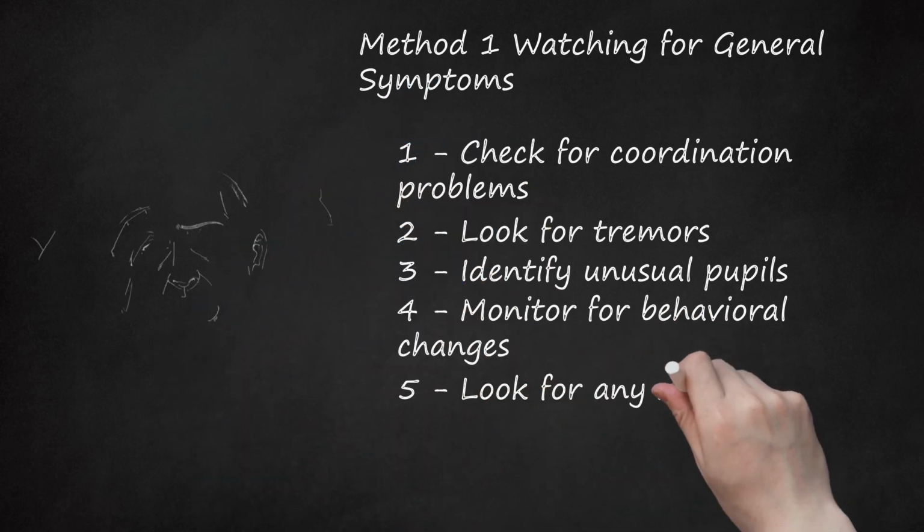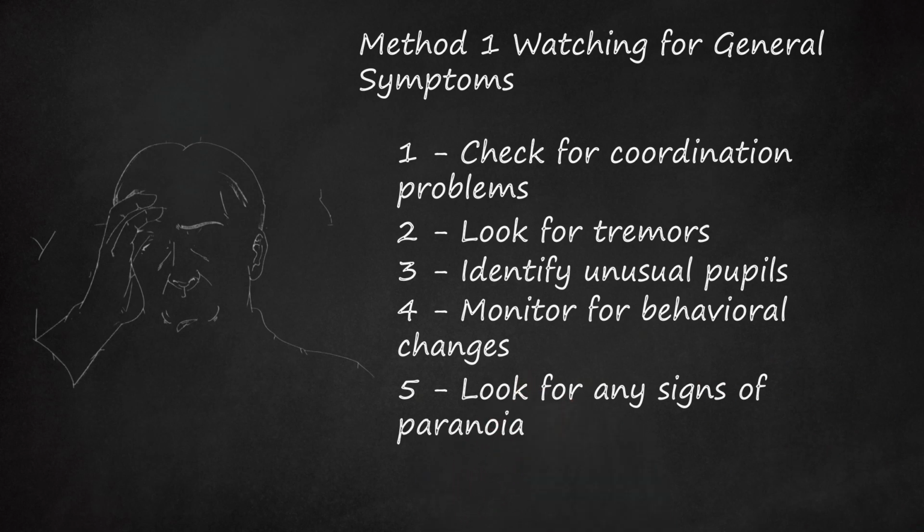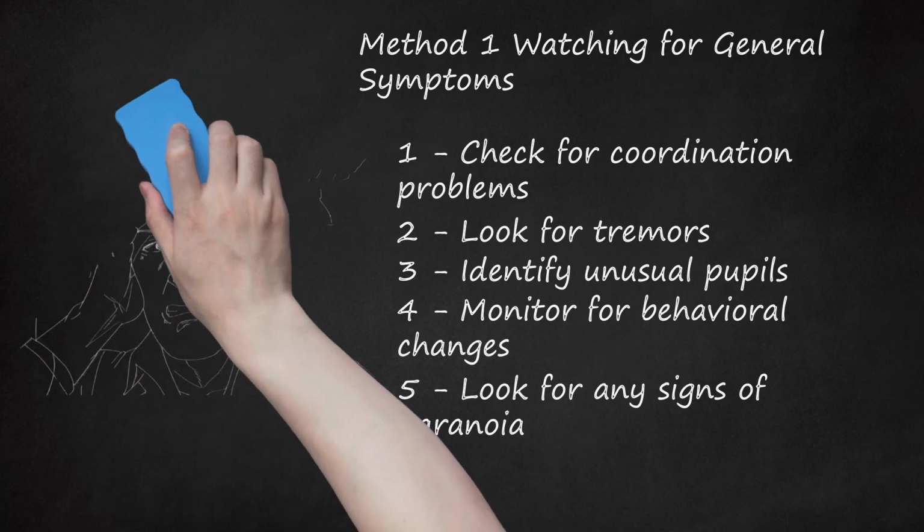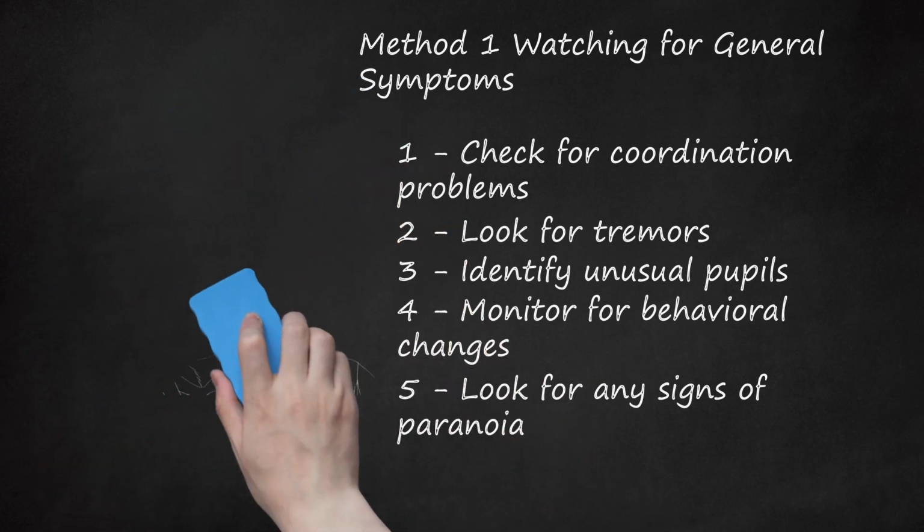5. Look for any signs of paranoia. Some club drugs, such as ecstasy or meth, can cause paranoia. Those who are using club drugs may think there is a threat or be more apprehensive than normal. They may even have hallucinations, act like they are in a dream, or feel disconnected from reality. The person may also have delusions or act in a delusional manner.